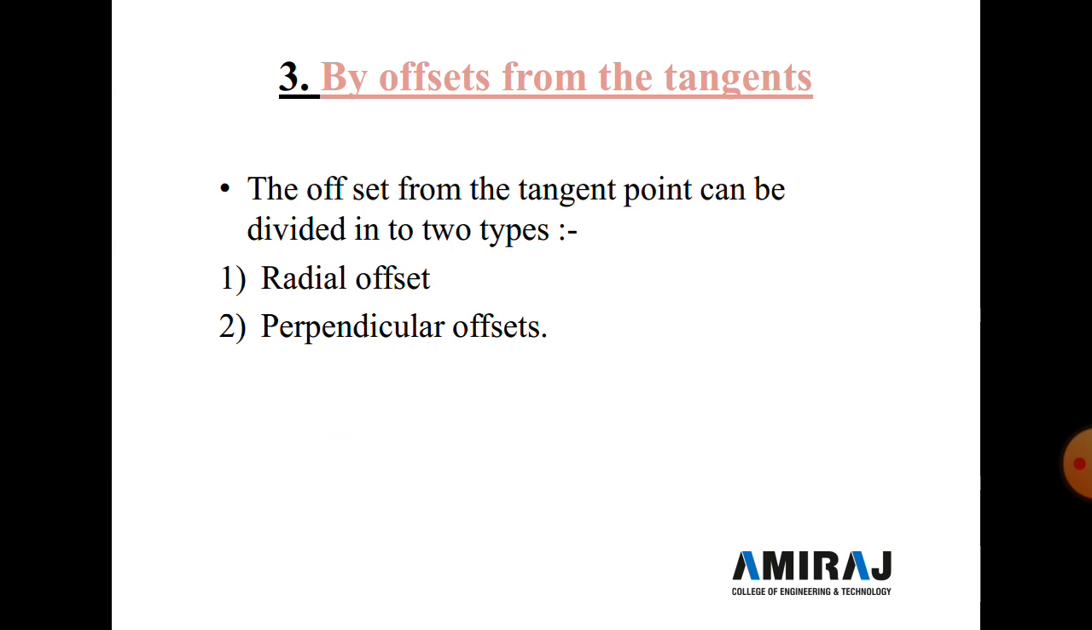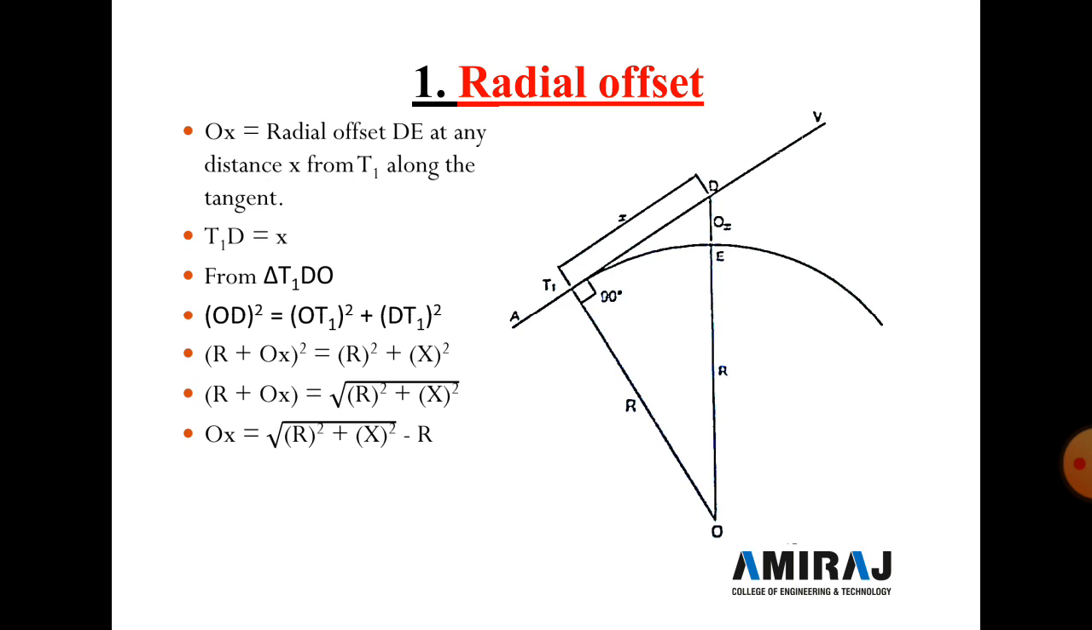Now the third method is by offset from the tangents. The offset from the tangent point can be divided into two types. First is a radial offset and second is a perpendicular offset. So here in the radial offset, OX, this distance, is the radial offset at any distance x from T1 along the tangent. So from the starting point, at an x distance, we find point D. So T1D is equal to small x.